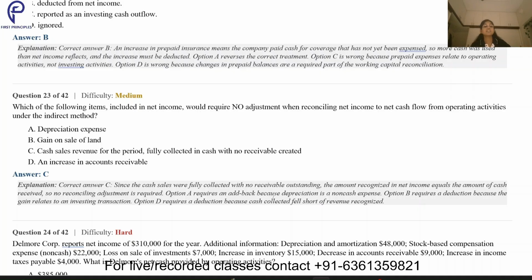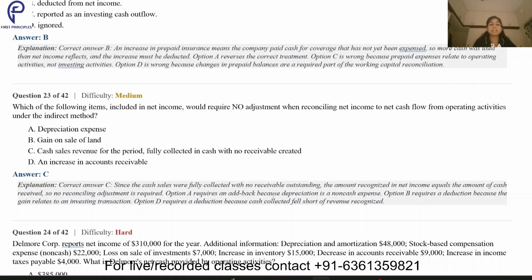Option C, cash sale revenue for the period fully collected in cash with no receivable created. Is this the correct answer? Yes. Why? Because for cash sale revenue, we have already received the entire cash. We do not do any adjustment for this, and it is also not creating any accounts receivable. So this is my correct answer. Why? Because it will require no adjustment when I am reconciling my net income to my net cash flow from operating activity. Option D, an increase in accounts receivable.